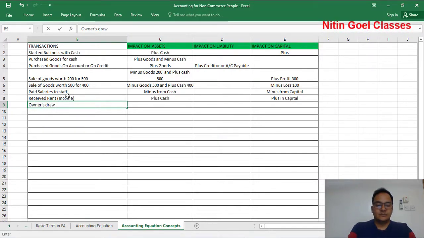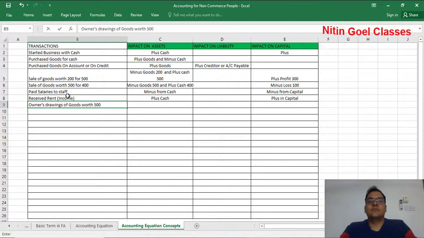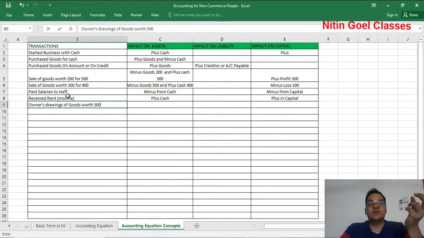Owner's drawings of goods worth 500. We have certain goods in our own company. The owner will not go and buy the goods from an outside shop or any other company if the goods are available in the company itself. So what will happen? Now the owner is going to withdraw goods for his personal use. Therefore, we call it drawings.